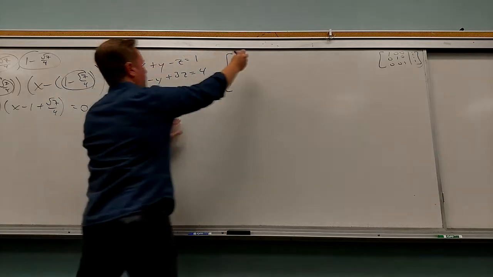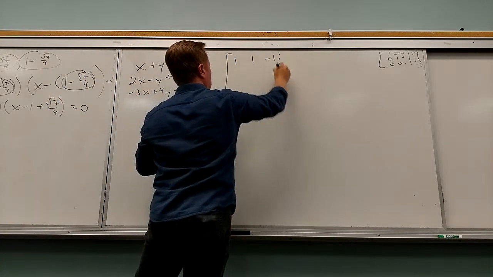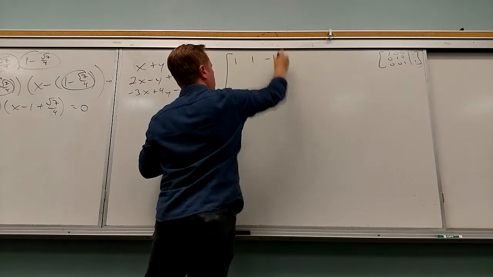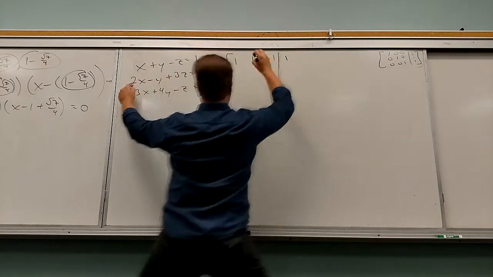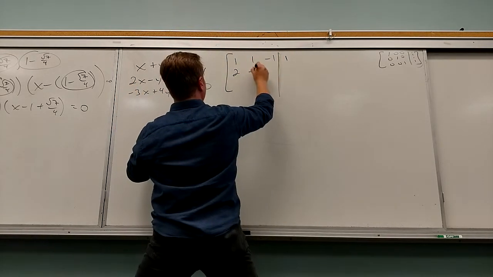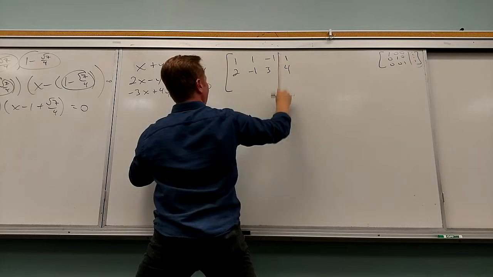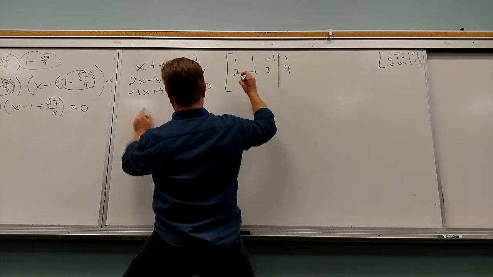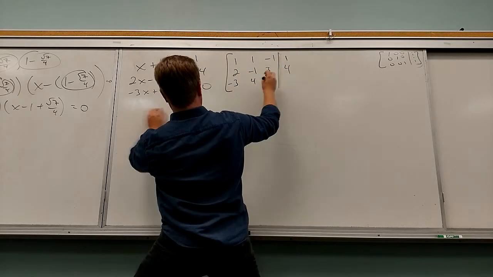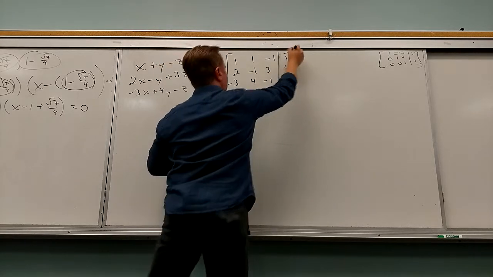I got an X, I got a Y, I got negative 1 Z. Oh, don't do that, Jeff. And keep going. 2, negative 1. Right. Oh, I like it. Negative 3, 4, negative 1.